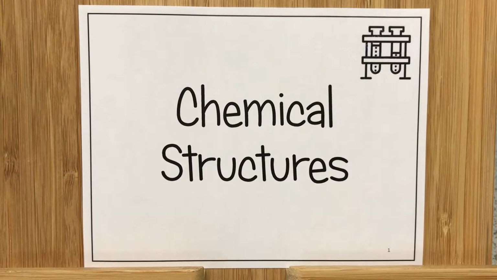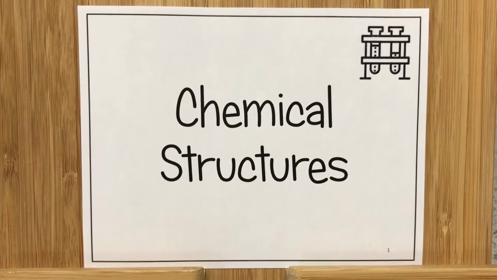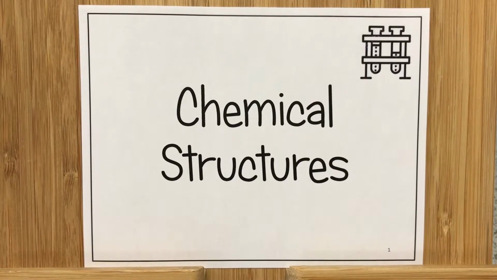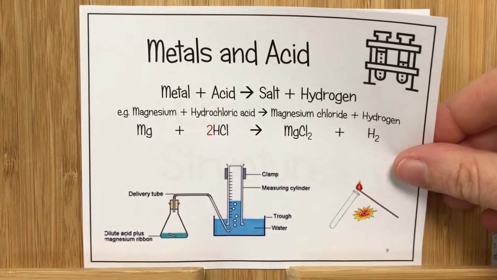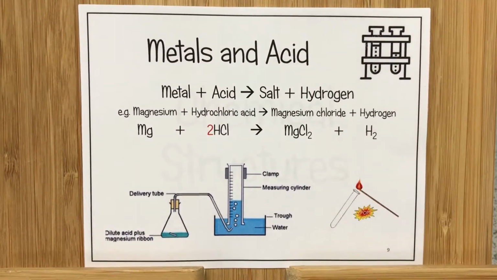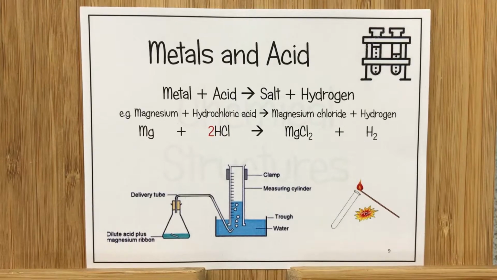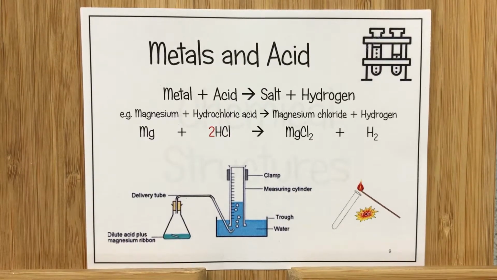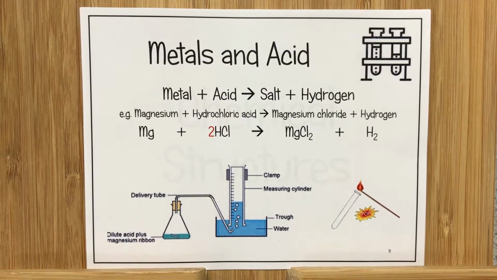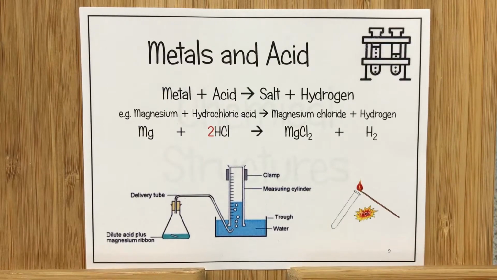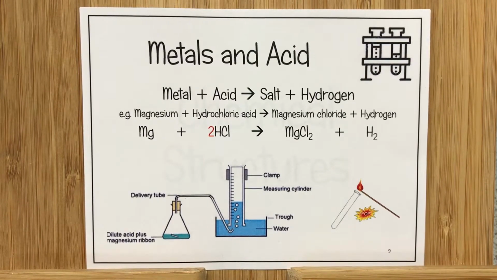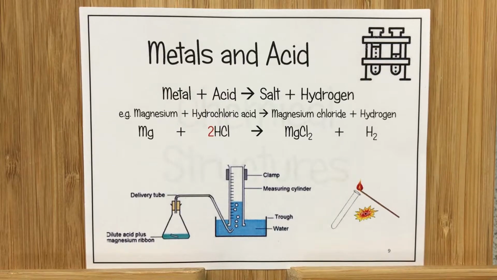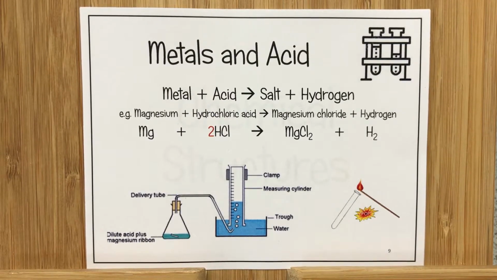This is a Key Stage 3 video from the topic chemical structures, and we're looking at the reactions of metal with acid. Our general equation is that when we add a metal and acid together, we get a salt and hydrogen. The example we're looking at is adding magnesium ribbon to hydrochloric acid, and that makes magnesium chloride, which is left in the boiling tube, and hydrogen gas, which is released and collected, as you can see in this picture, in a measuring cylinder.